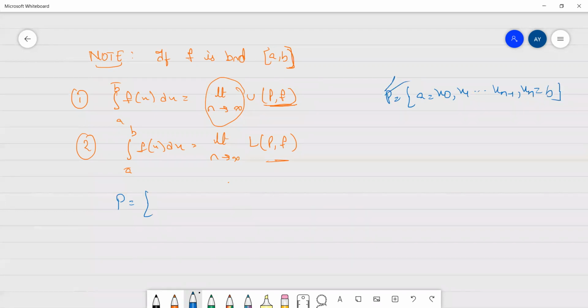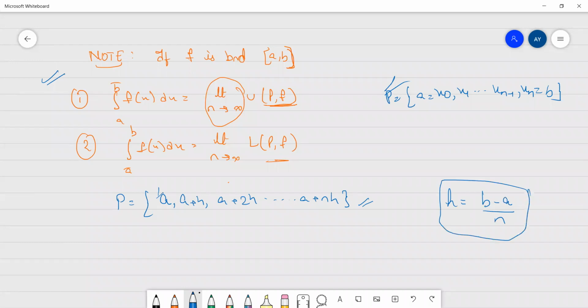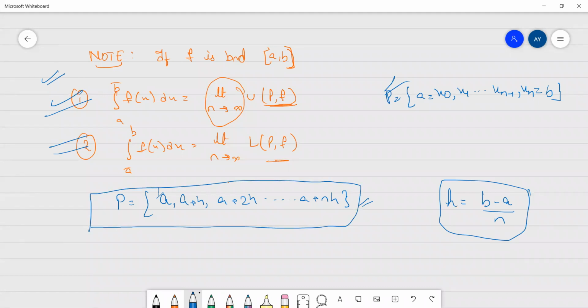But now how will we define it? P equals a plus h, a plus 2h, and so on up to a plus nh. This is how we'll be defining the partition whenever you have the case of limit n tends to infinity UPF and LPF. So what is h? A you already know, the first term. H will be b minus a by n. So remember, whenever you have conditions like this, you have to define the partition in such a way that you get a plus h, a plus 2h, and so on.